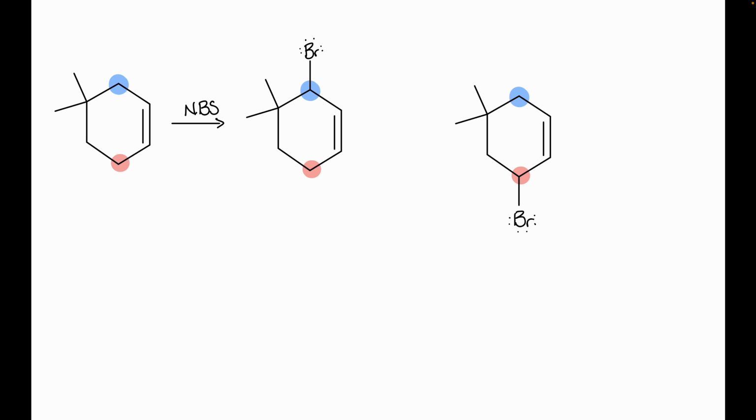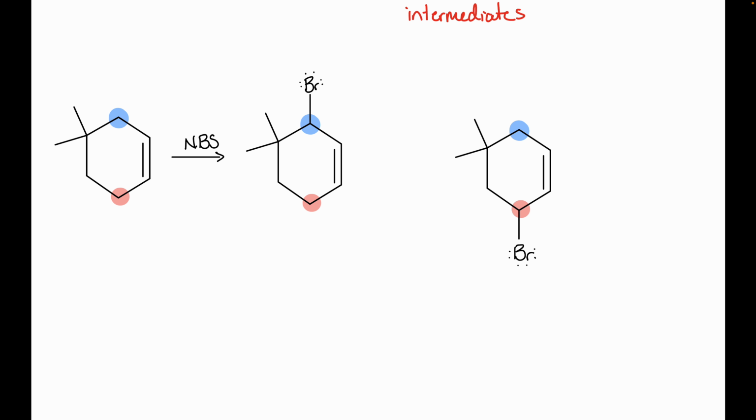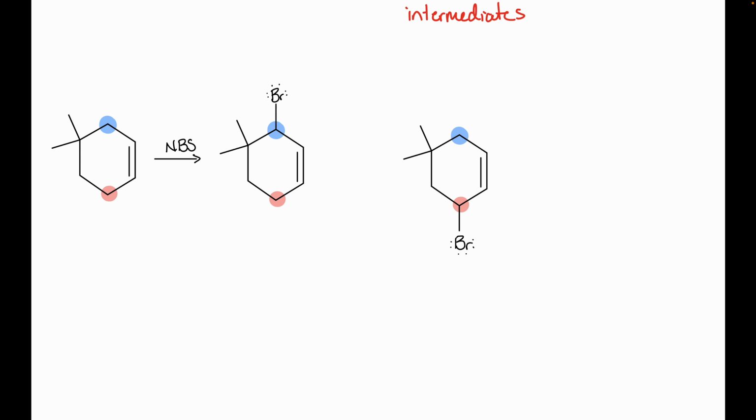All right, those were our original allylic positions, but now we're going to have other products after the resonance of our free radicals. So everybody take a second. There should be 2 new products that you can draw here. So everybody take a second and see if you can't figure out what those other 2 products are based on what we discussed previously.